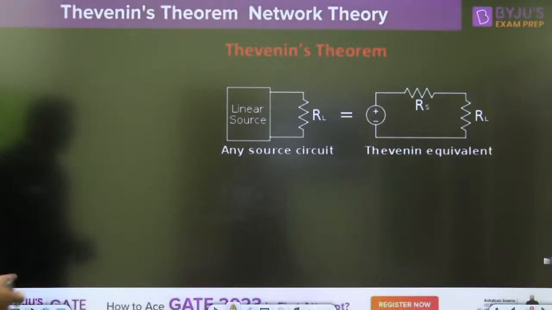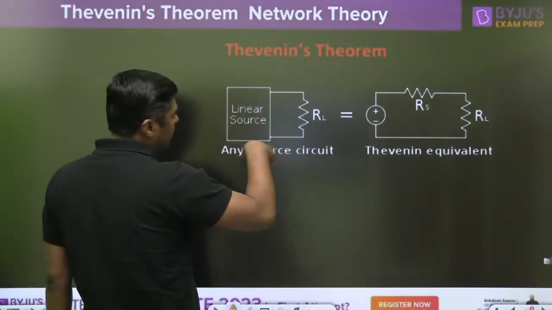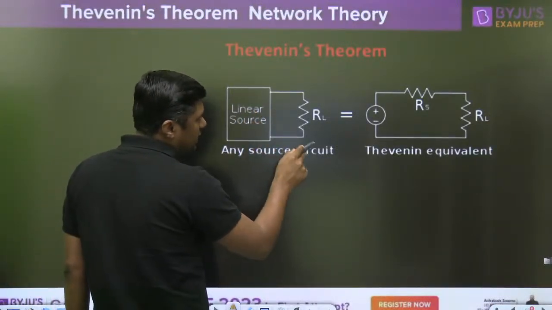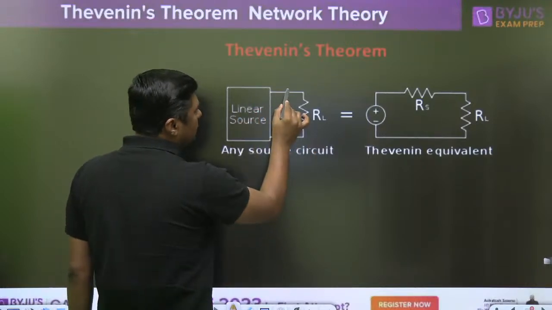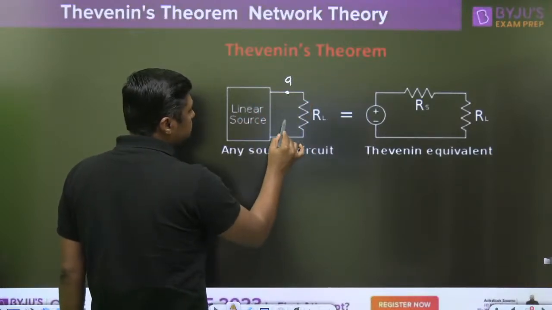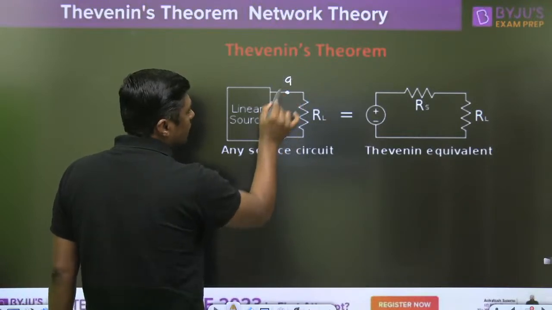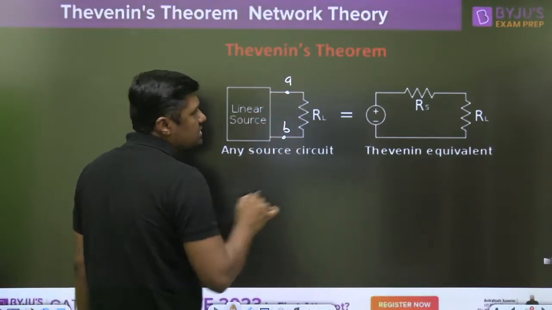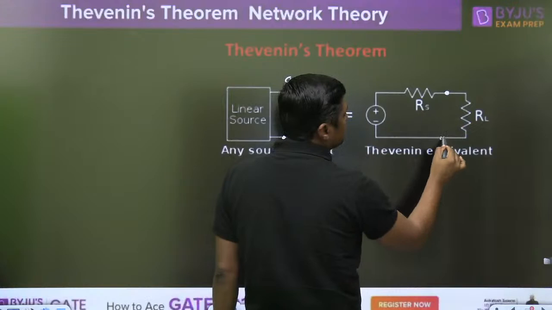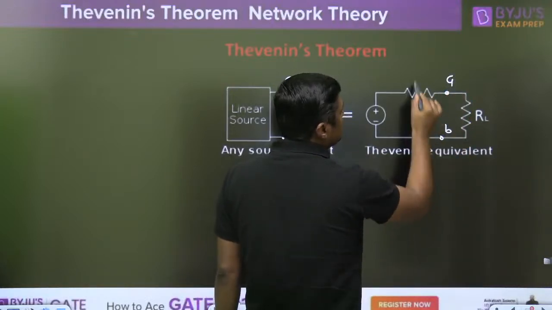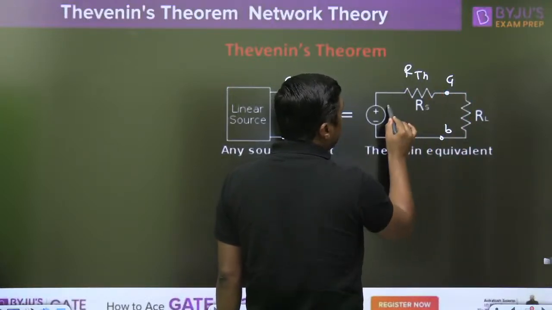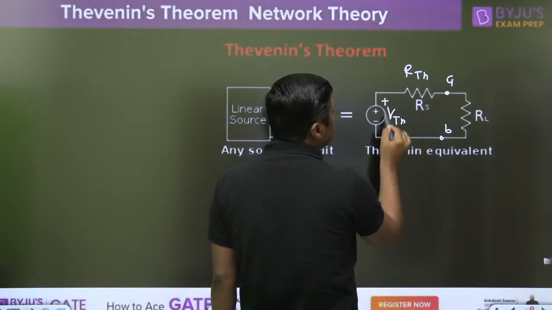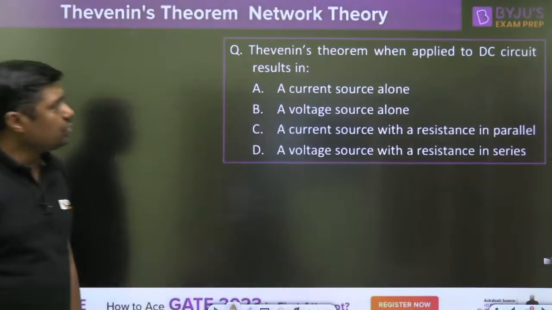Now let us see, that is the Thevenin's theorem. Any linear source, this is the RL. First of all, remove the RL and find the Thevenin's equivalent across A and B. This is called RTH and that is called VTH.